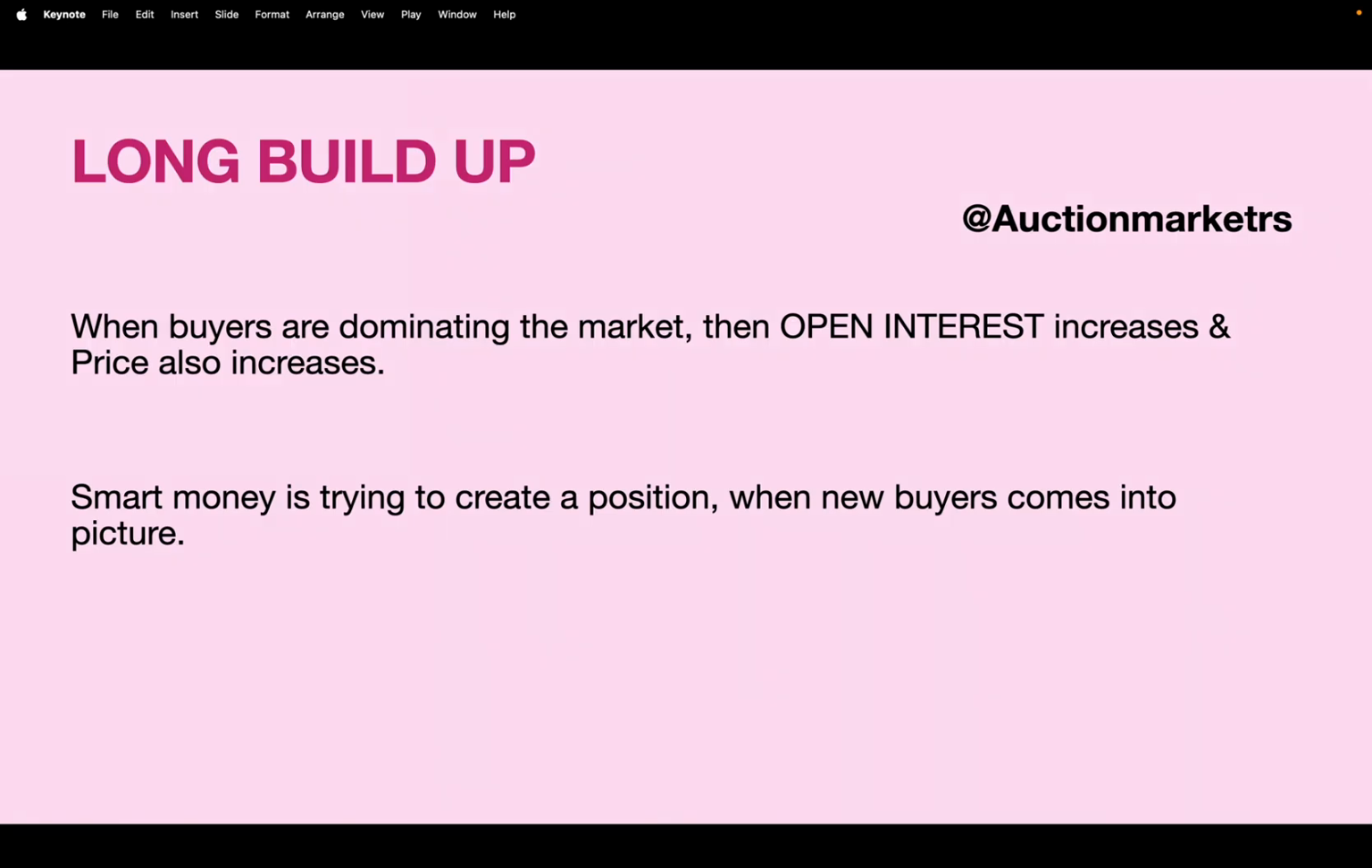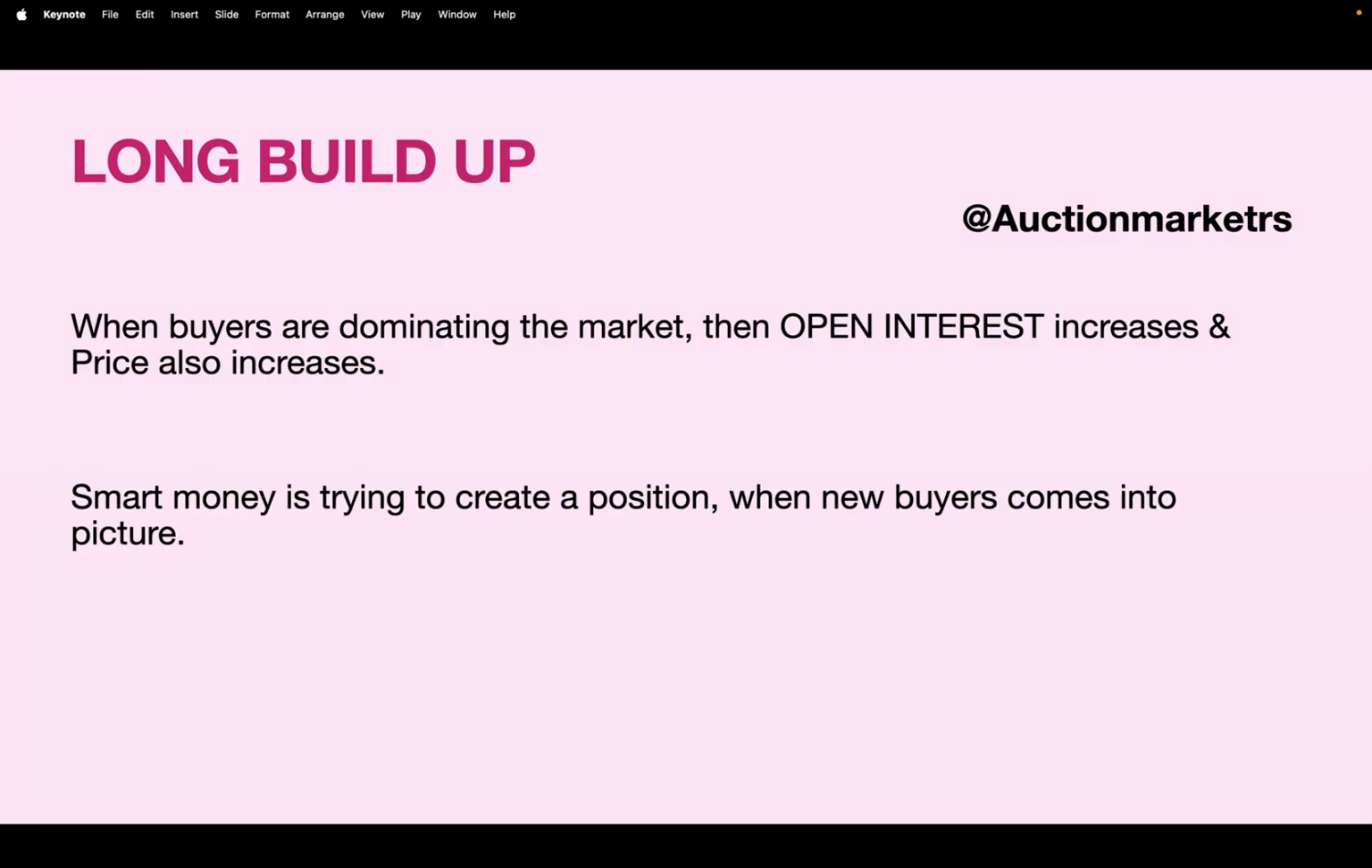Long buildup: when buyers are dominating the market, the open interest increases. As I've already told, when a buyer and a seller contract completes, one particular token is generated and that token is called an open interest. So when the buyer is pushing the market upside, one contract is created and the open interest will increase by one.